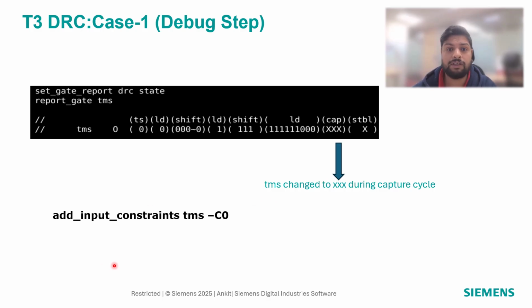To fix this, we need to add an explicit pin constraint for TMS to 0 using the command add input constraint TMS -C0. After updating this constraint, we run the flow again using set system mode analysis. Now the tool checks DRC violation while transitioning from setup mode to analysis mode. After applying the TMS constraint, the tap state remains stable during capture. Now there is no T3 violation.